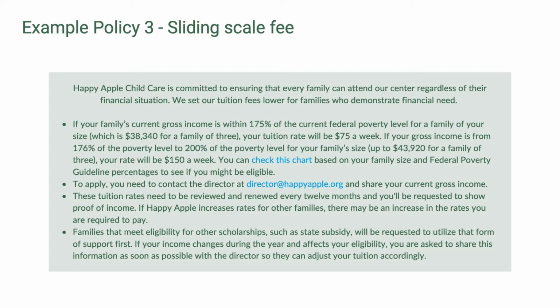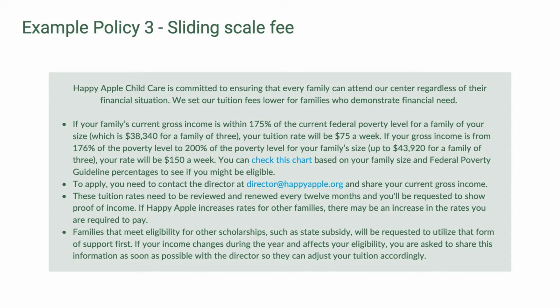These tuition rates need to be reviewed and renewed every 12 months, and you'll be requested to show proof of income. If Happy Apple increases rates for other families, there might be an increase in the rates that you're required to pay. Families that meet eligibility for other scholarships, such as state subsidy, will be requested to utilize that form of support first. If your income changes during the year and affects your eligibility, you will be asked to share this information as soon as possible with the director so they can adjust your tuition accordingly.